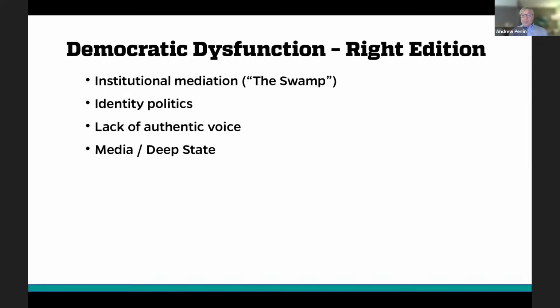Right-wingers tend to think that left-wingers are way too engaged in identity politics. That is, they see authentic voice or truth as being about who the person is who's doing the speaking, instead of some kind of absolute truth, and that left-wingers are deeply inculcated in the deep state or the media, again, in these kinds of institutional mediators.